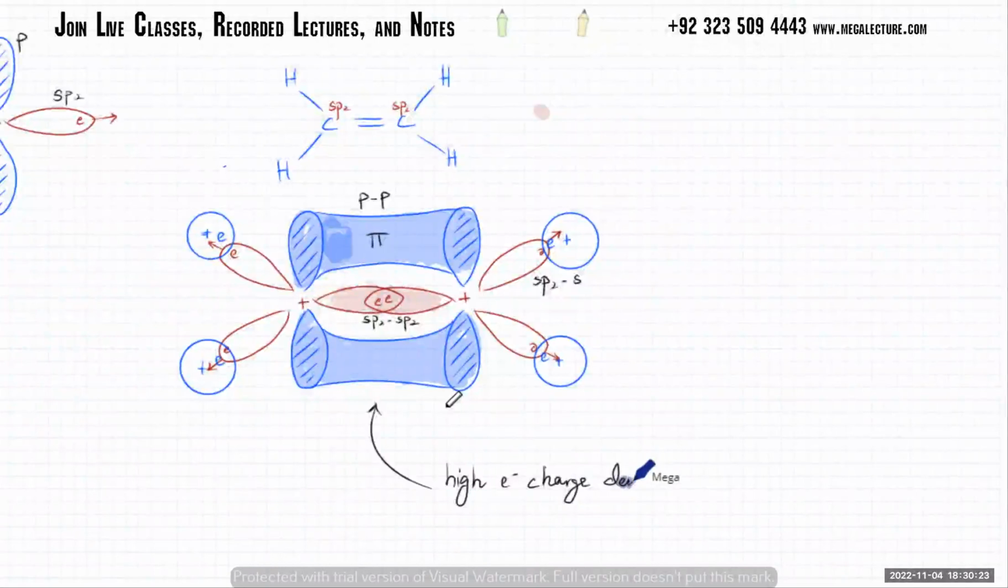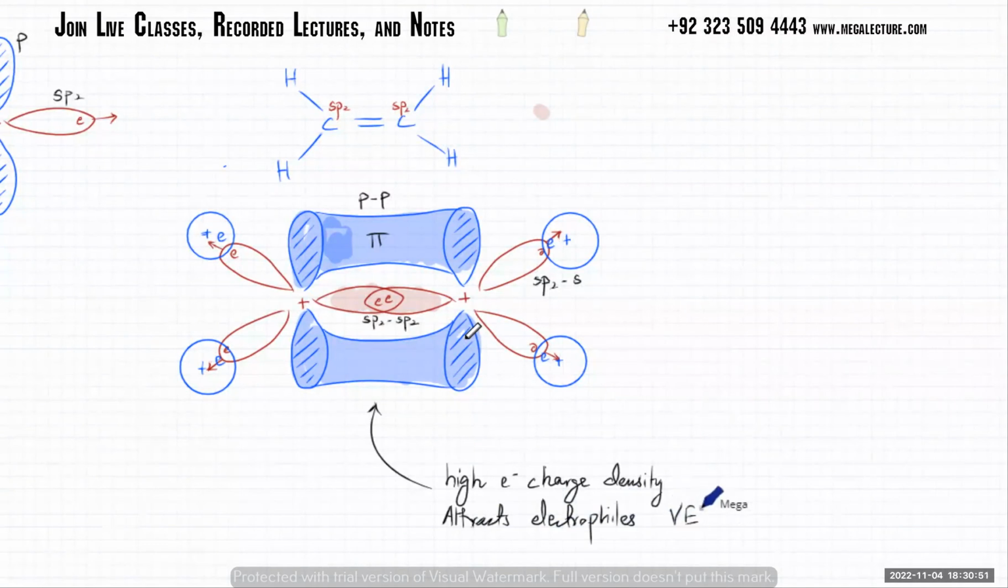Who will it attract? Will it attract electrophiles or will it attract nucleophiles? Which attracts electrons, electrophiles? Yes sir, electrophiles. Okay, so it attracts electrophiles very strongly. So focus on the words very strongly. Let me write it in capitals. Okay, very, very strongly. Let's underline it as well.